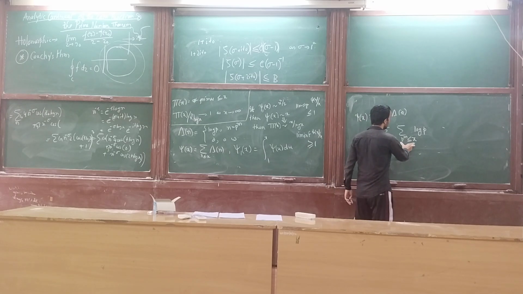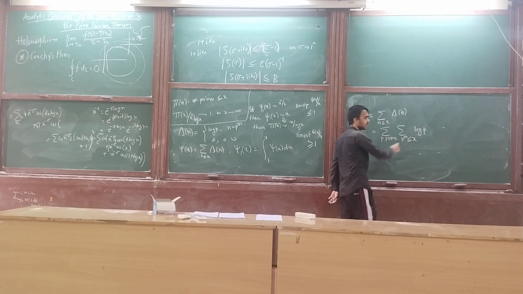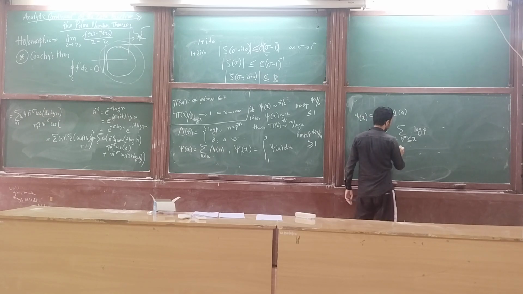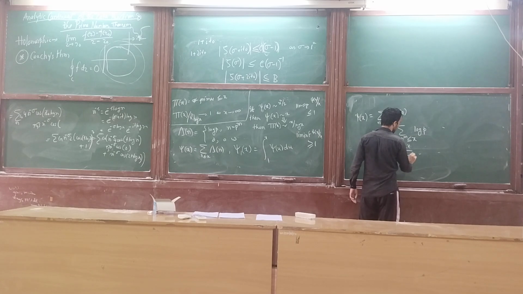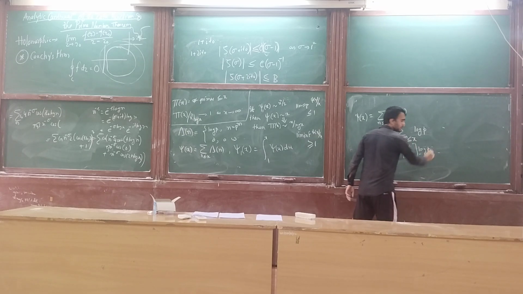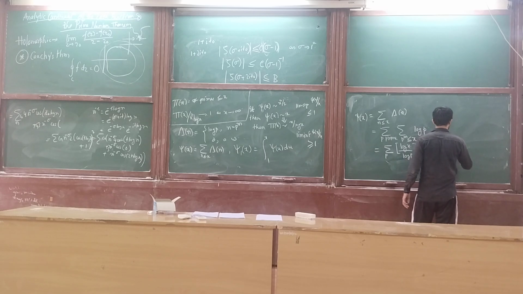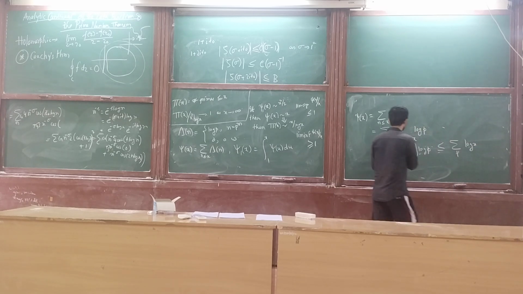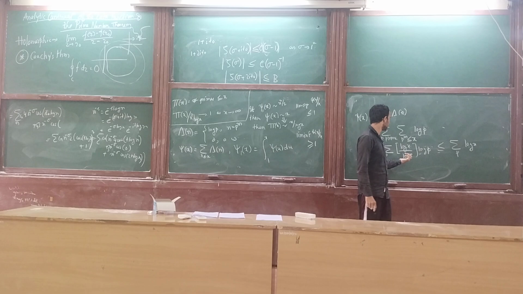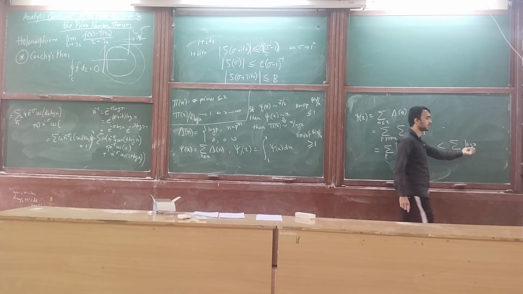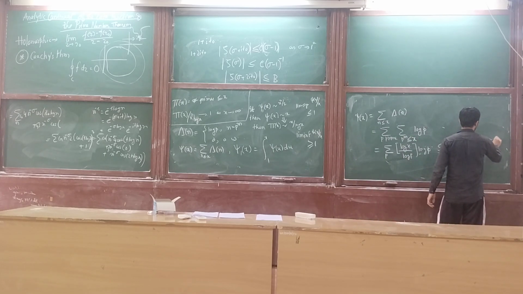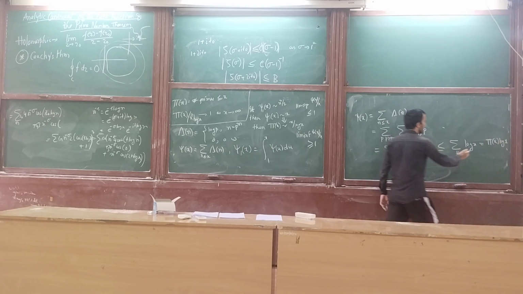Now, how many powers of p are there less than x? It is just the floor of log x by log p, just log x base p, and the floor of that. This is less than or equal to the summation over p of log x. You just remove the floor because floor is less than or equal to the number. This will cancel this. What is this? Pi x log x. You divide out by x.